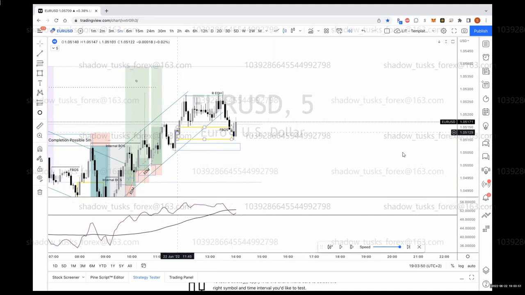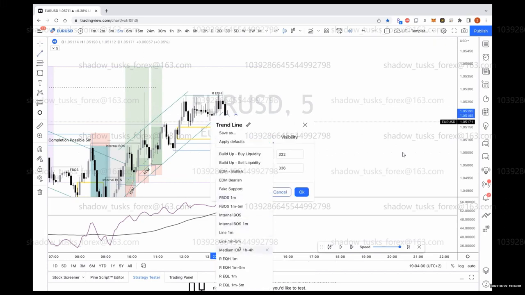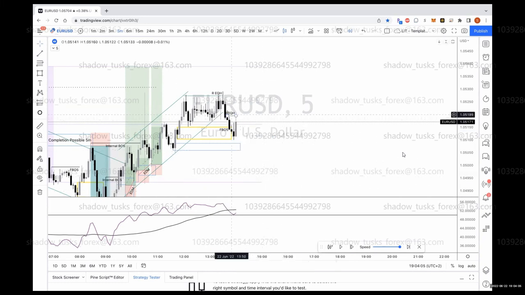Do we go to the M1 for internal break? No, stay here on the 5, it was so clean. Just stay in it and enjoy it. He doesn't want us to go down to the 15 seconds, guys. You don't need to. You will see how clean it is. All right, there's your equal highs right there.